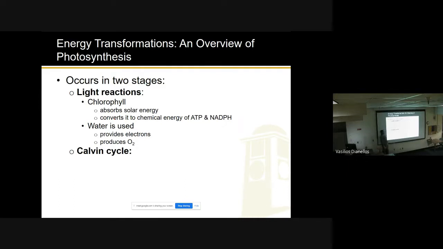So how does chlorophyll do this? How does it absorb the solar energy? It converts the solar energy to chemical energy, to make ATP and NADPH. So you need to know this. So many test questions on this slide. Which of the two stages uses chlorophyll? Light reaction, right? Which of the two stages produces ATP and NADPH? And it's light reactions. That's a little bit harder. That'll definitely be a test question.